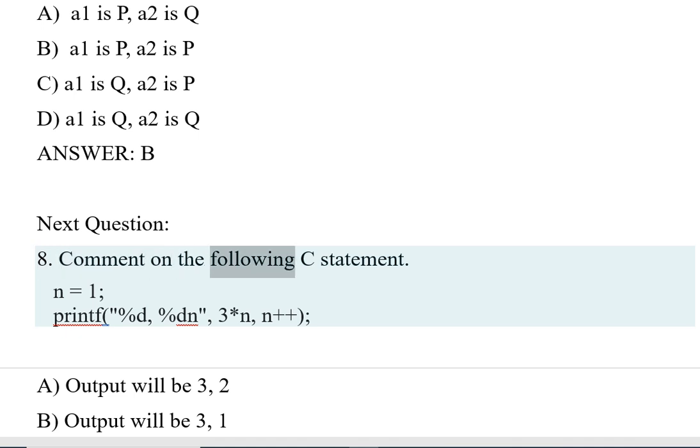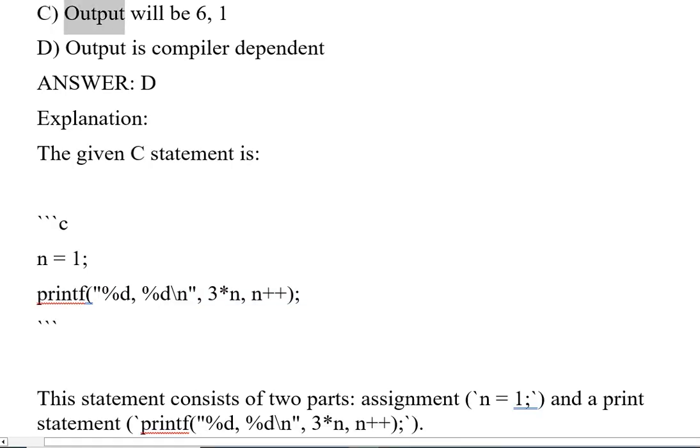Next question. 8. Comment on the following C statement. n = 1; printf("%d, %d\n", 3*n, n++); A. Output will be 3, 2. B. Output will be 3, 1. C. Output will be 6, 1. D. Output is compiler dependent.